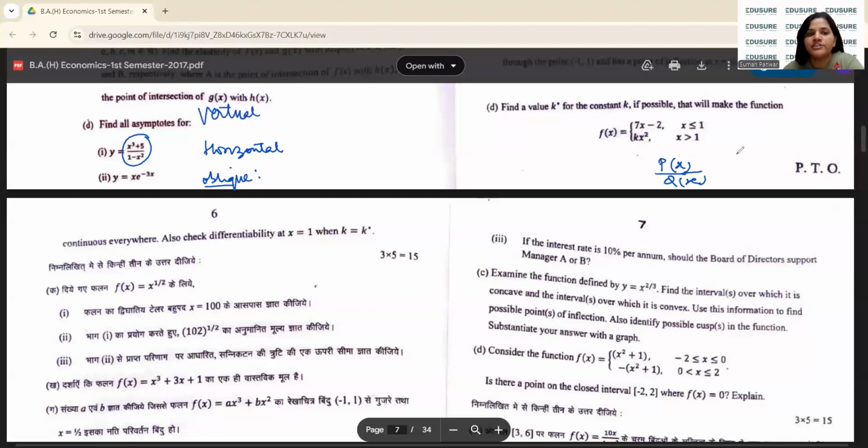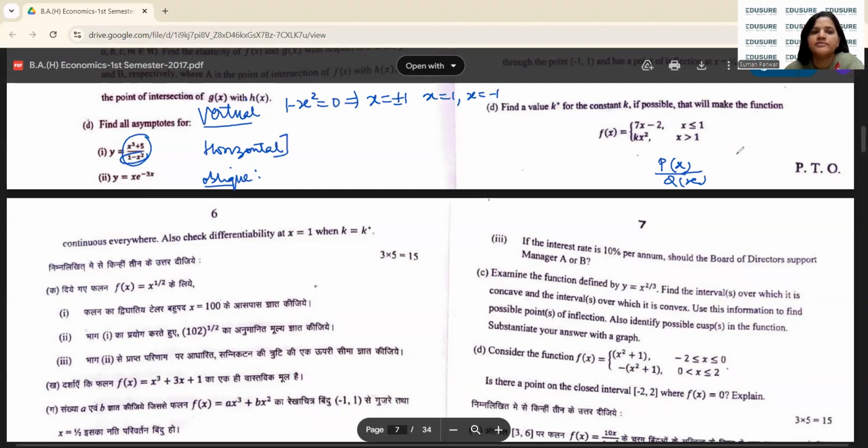For rational functions, vertical asymptotes occur when the denominator is equal to 0. That means all those values of x when y is becoming infinite. So that means 1 minus x square is equal to 0. This means x equals to plus minus 1. So there are two vertical asymptotes, x equals to 1 and x equals to minus 1.